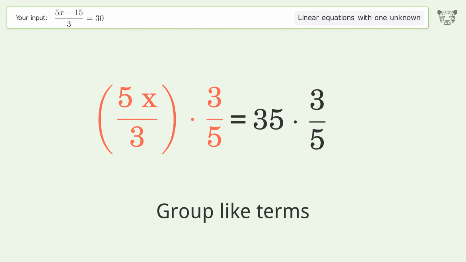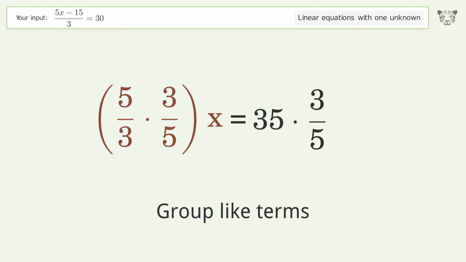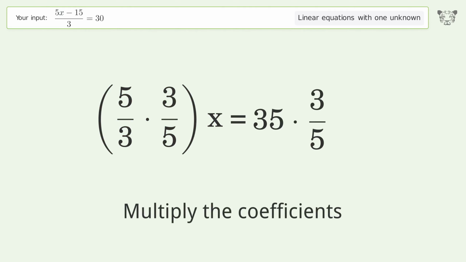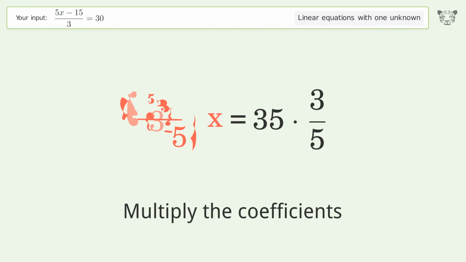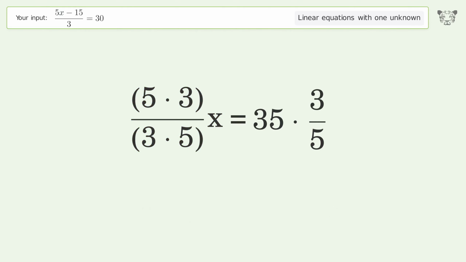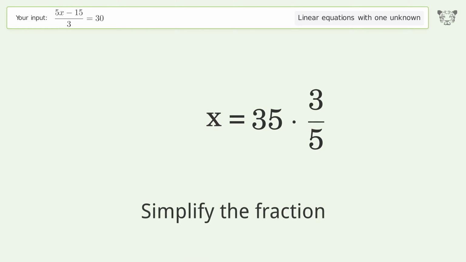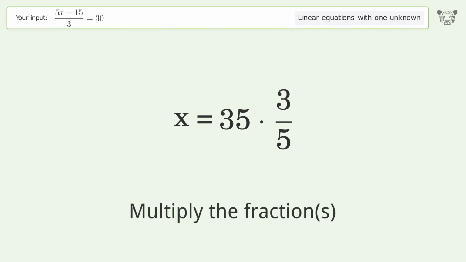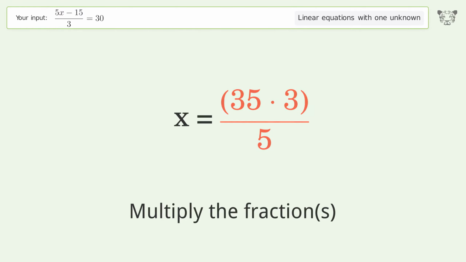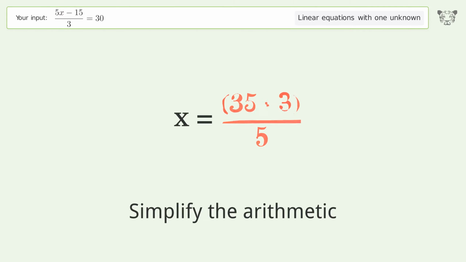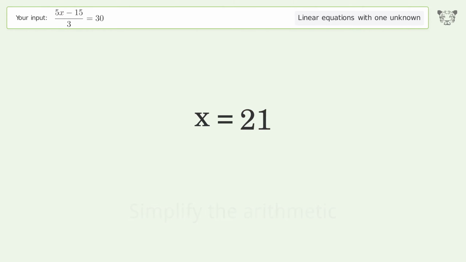Group like terms. Multiply the coefficients. Simplify the fraction. Multiply the fractions. Simplify the arithmetic. And so the final result is x equals 21.